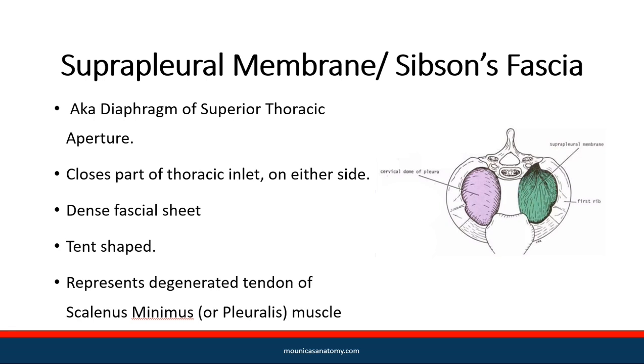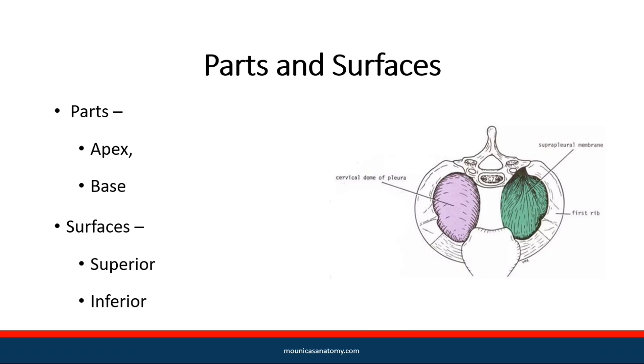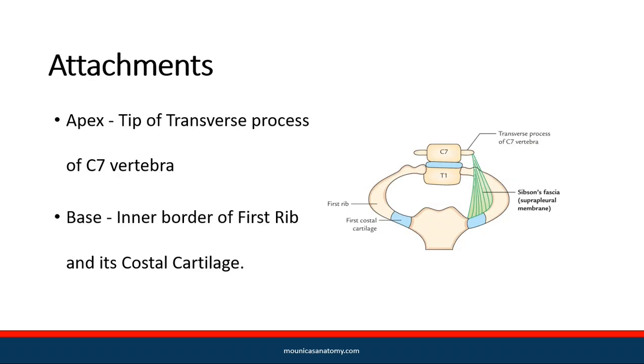It's a dense fascial sheet. It is tent shaped, represents degenerated tendon of scalenus minimus muscle. Parts are apex and base, surfaces superior and inferior.